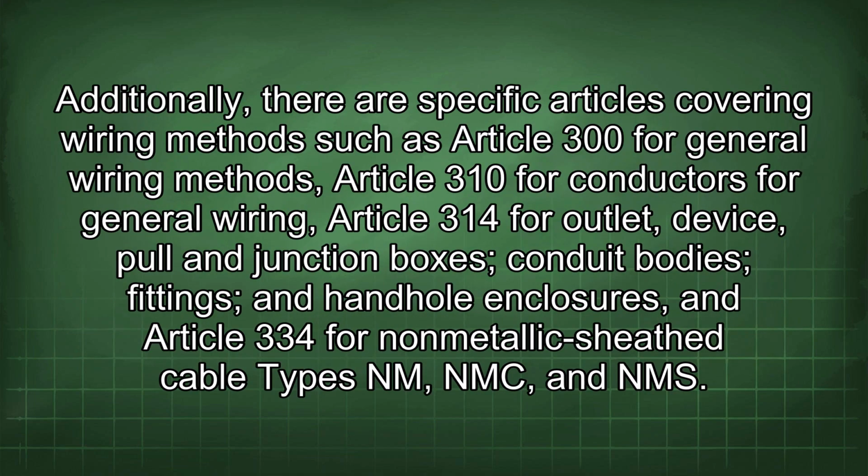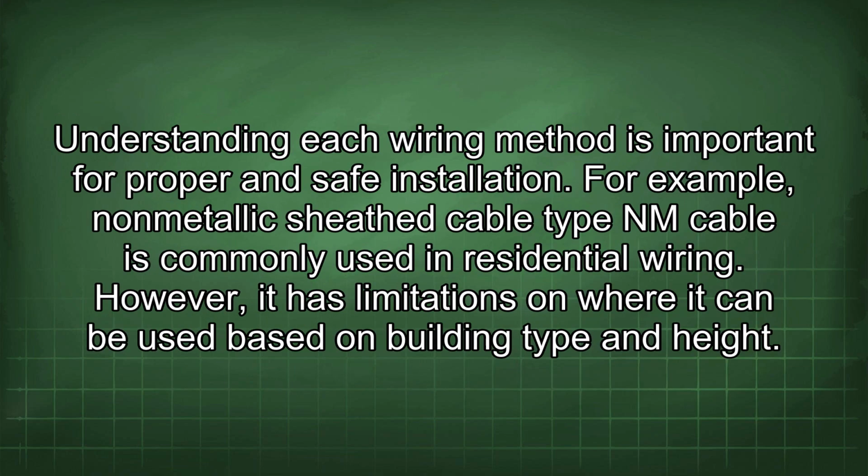Additionally, there are specific articles covering wiring methods, such as Article 300 for general wiring methods, Article 310 for conductors for general wiring, Article 314 for outlet, device, pull and junction boxes, conduit bodies, fittings, and hand-hole enclosures, and Article 334 for non-metallic sheathed cable types NM, NMC, and NMS. Understanding each wiring method is important for proper and safe installation.